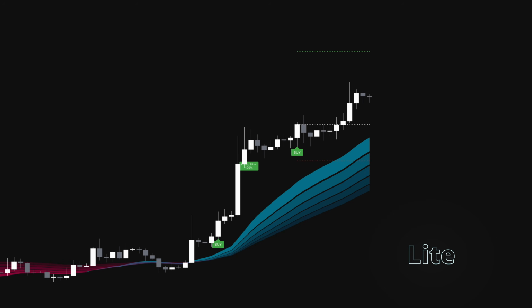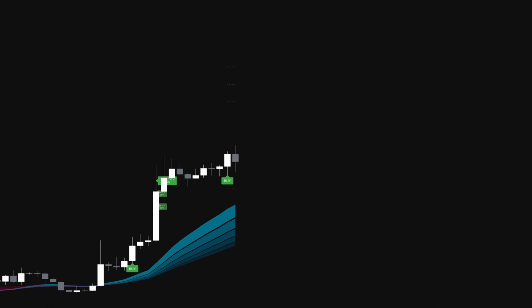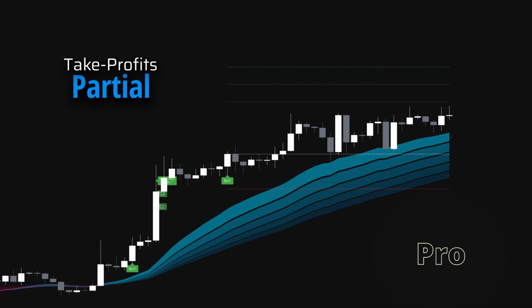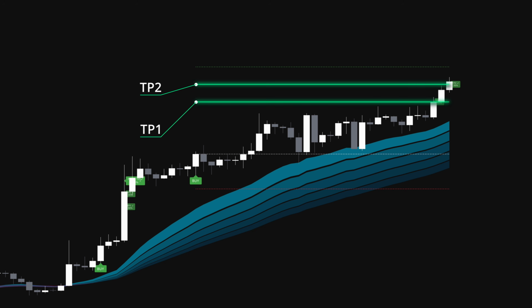Lite uses all or nothing exits. Price hits target, full position closes. Pro lets you scale out in stages like professional traders do. Enable partial take profits and you get 3 exit levels. TP1 closes a portion of your position at the first target. TP2 closes another portion at the second target. The remainder rides to the final target.